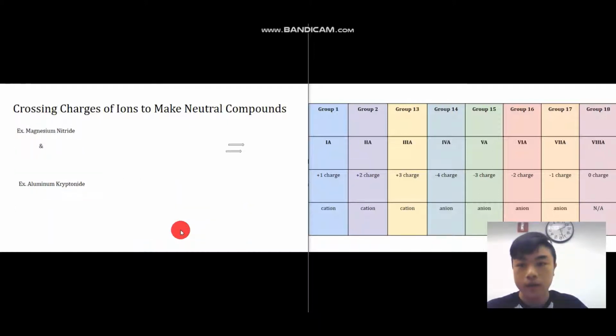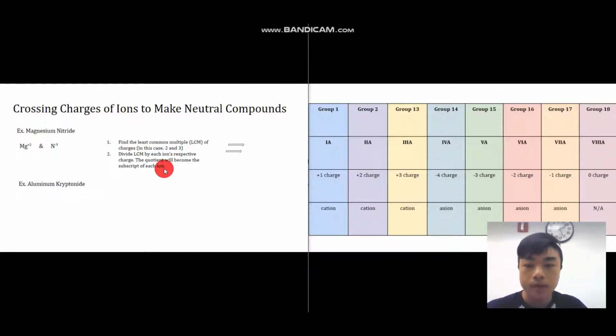So next we have magnesium nitride. Now magnesium is from group 2, so it has a positive 2 charge. Nitrogen is going to be from group 15, but since it has the -ide suffix, it's an anion, so it's going to have a -3 charge. So it's the same process. We're going to find the least common multiple, or the LCM, of the charges of these ions. In this case, it's going to be 2, +2, and +3, and then divide the LCM by each ion's respective charge. The quotient will become the subscript of each ion.